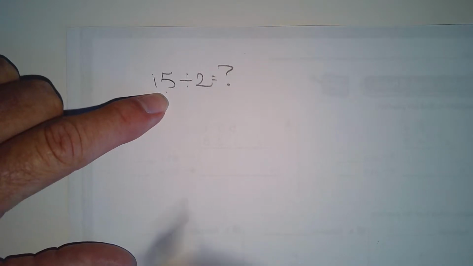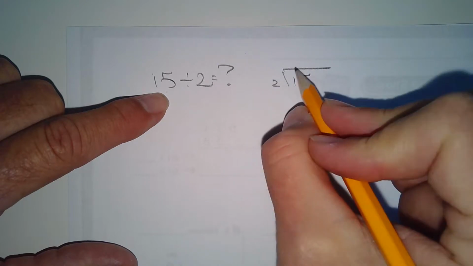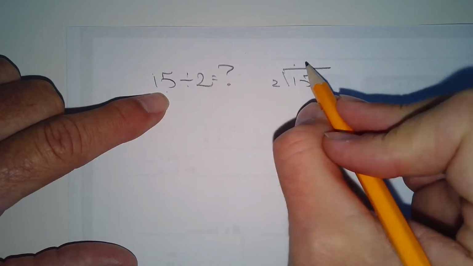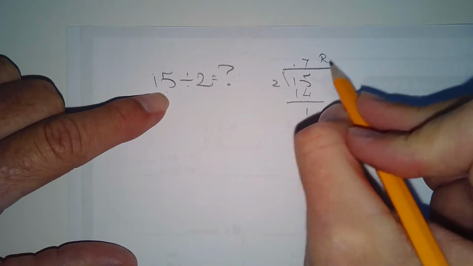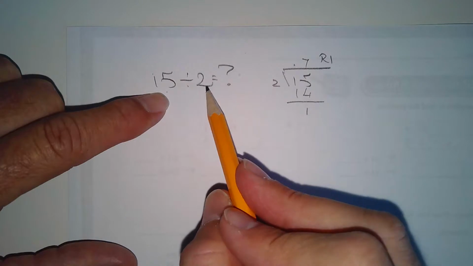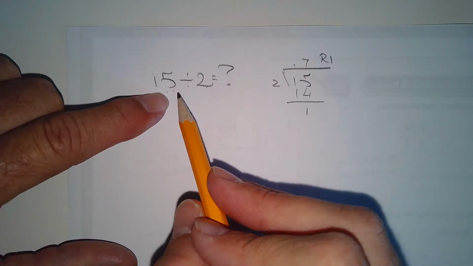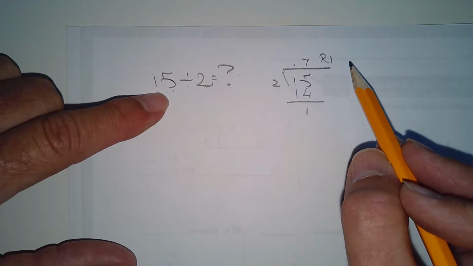I could set it up this way. I could do 15 divided by 2. It goes in 7 times. That's 14 with 1 left over. So 7, remainder 1. But that's not what I'm talking about. I'm asking, how could you tell if 2 goes into a number evenly? And what I mean by evenly is that there's no remainder.